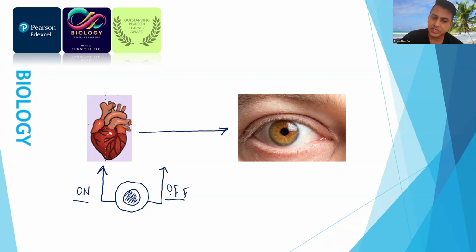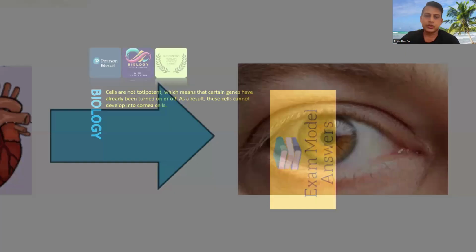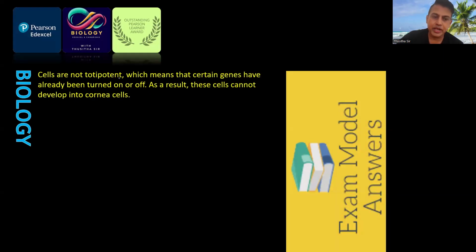So we cannot activate these genes again, and only the active genes can make the heart tissue. So the cells of the cornea cannot be made, because those genes are no longer functioning, genes off. So the cells are not totipotent, which means that certain genes have already been turned on or off. As a result, these cells cannot develop into corneal cells. So we have to say the heart muscle cells are not totipotent, the genes are switched off, so it cannot make cells of the cornea.